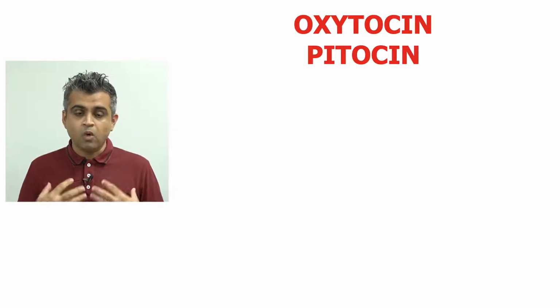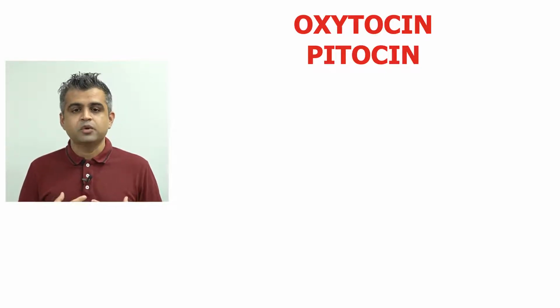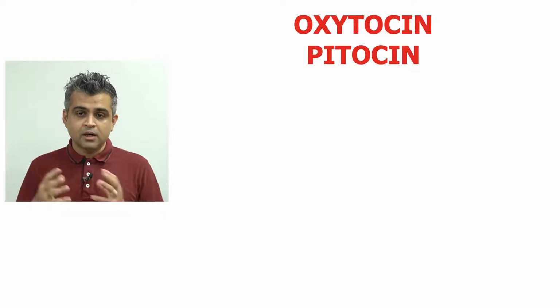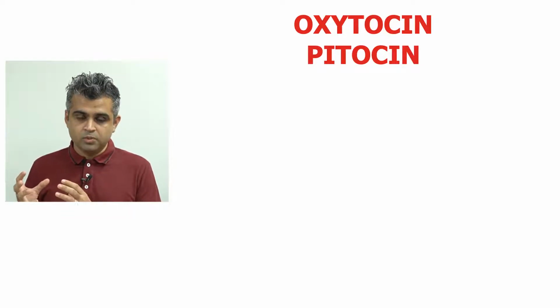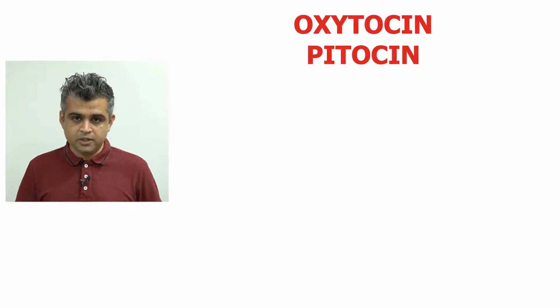One is produced in the body normally, naturally, which is called oxytocin, whereas the other one is prepared artificially and you can buy it, which is called Pitocin. At the end of today's lecture, I will explain to you why Pitocin is available in the medical stores and why doctors use it.